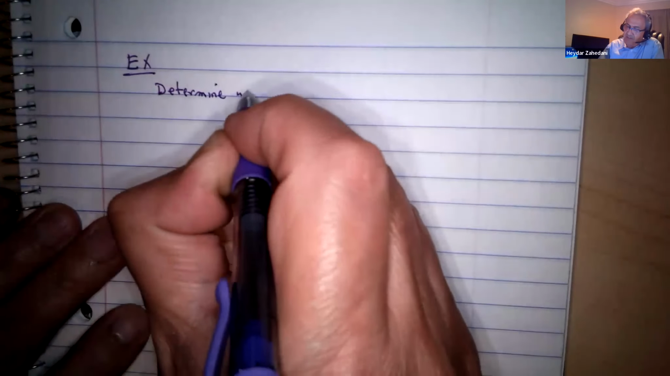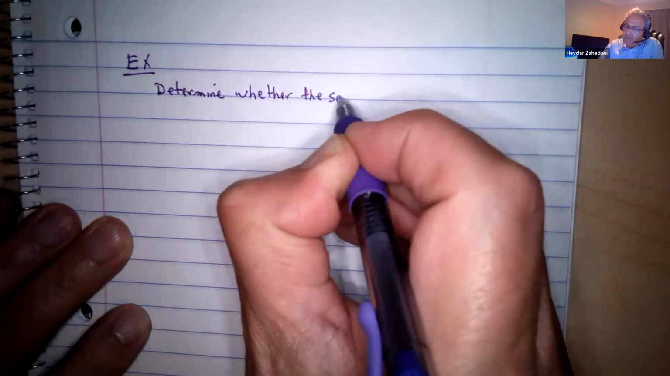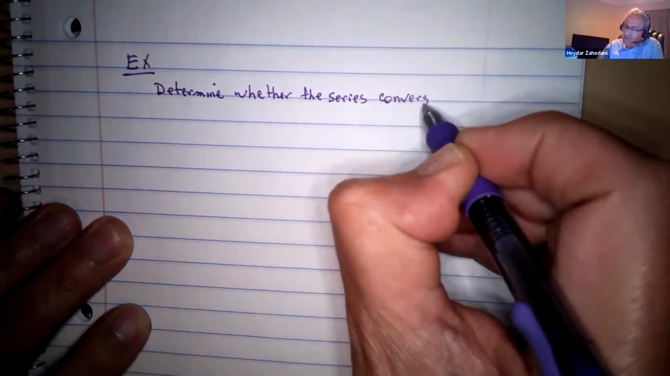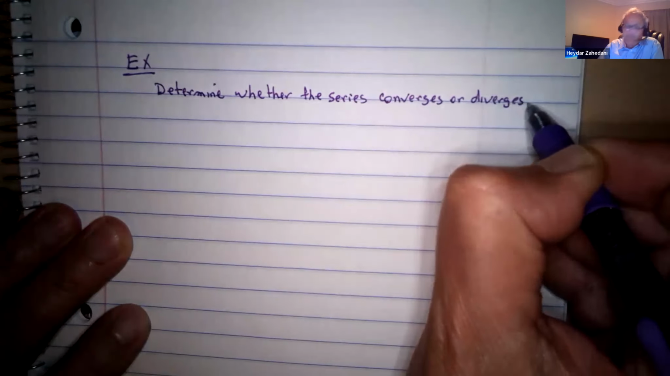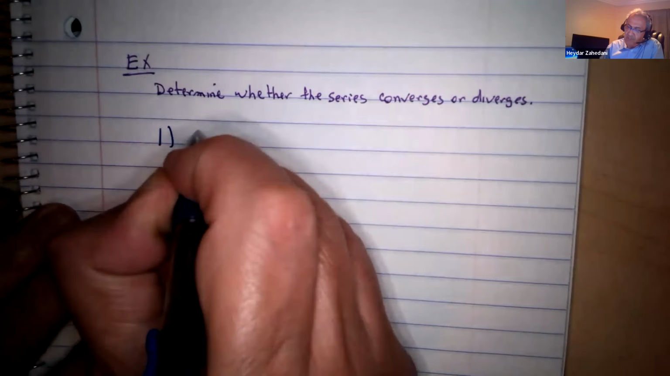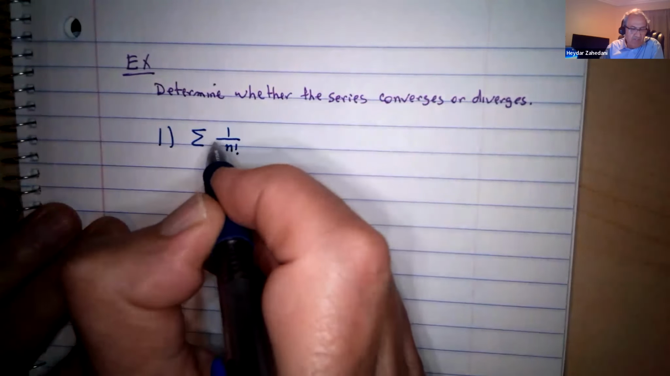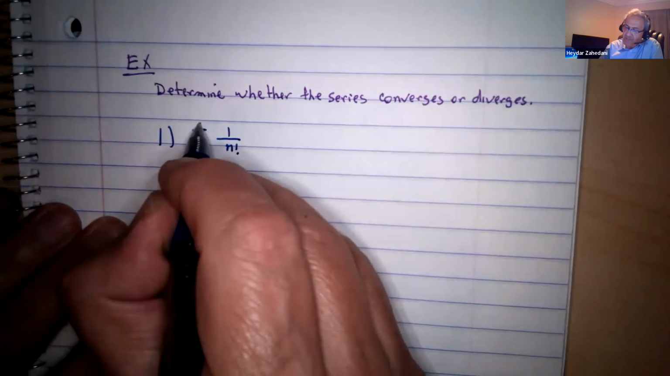So we want to determine again whether the series converges or diverges. And there you are, the typical one where you have to use this method: sigma of 1 over n factorial. And when you see this type of series, you must use the ratio test. You have no other choice.